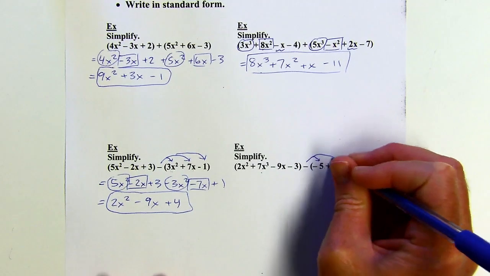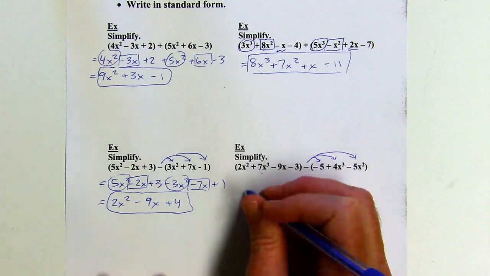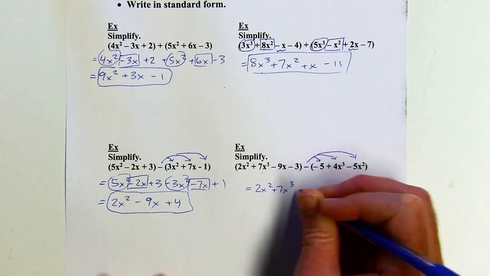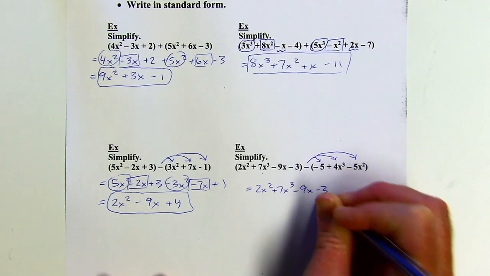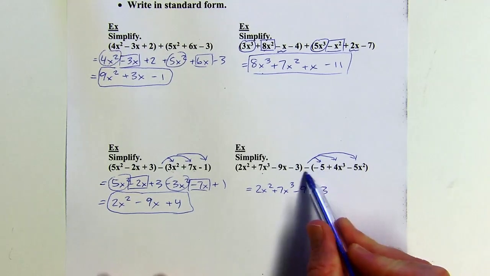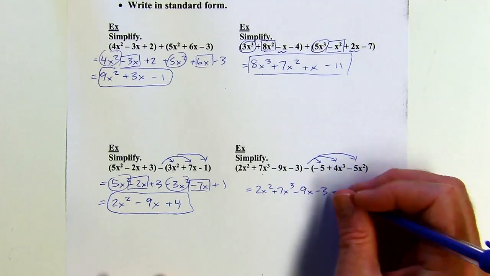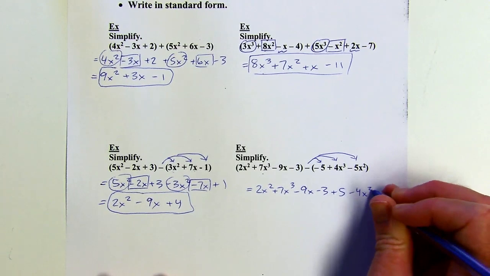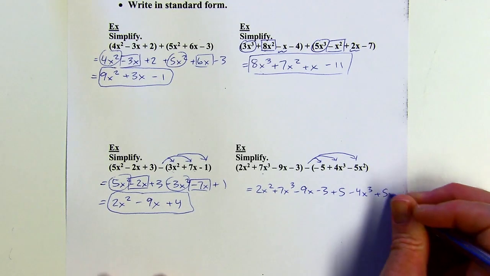Again, when you're subtracting, make sure to distribute the negative into the second parentheses. The first polynomial can just be written exactly how it is, but then we're going to change the sign of these. So negative 1 times negative 5 is positive 5. And this is going to become negative 4x to the third and positive 5x squared.